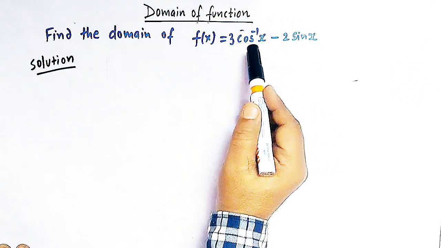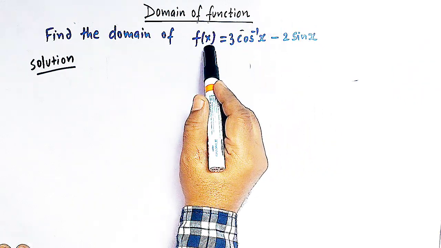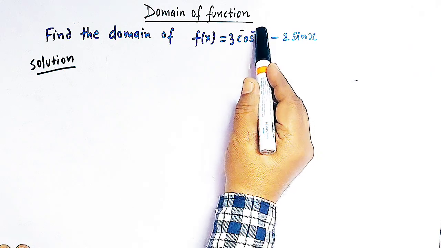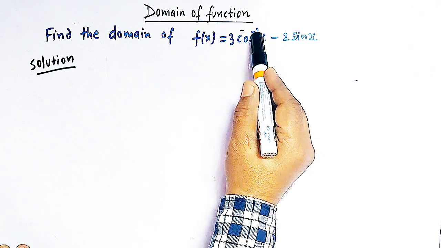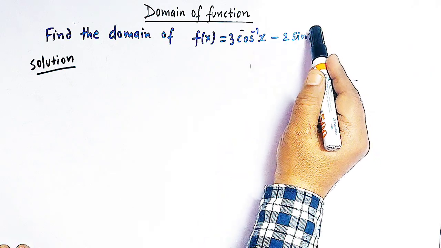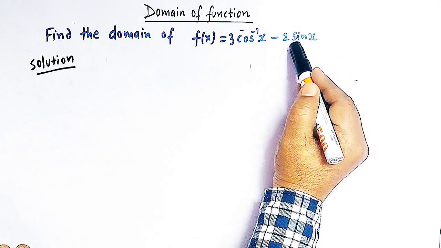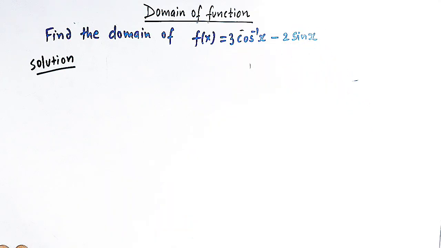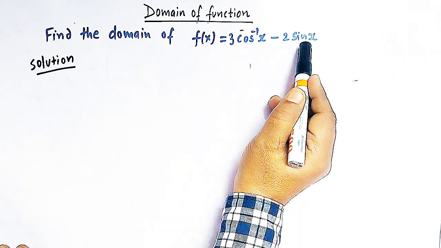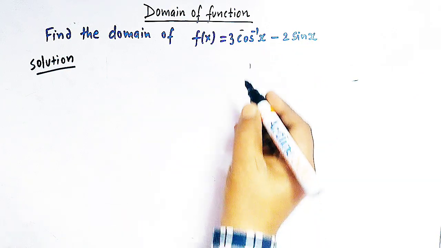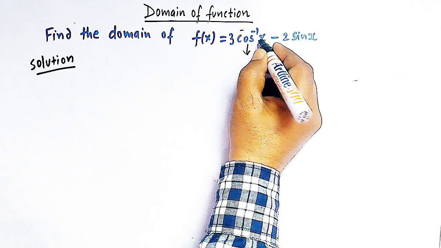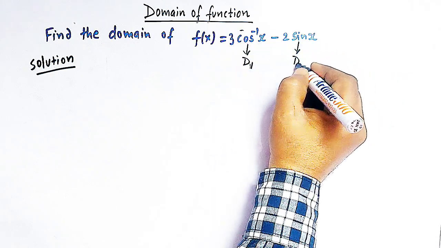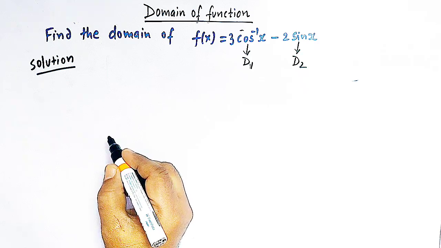So here we see that f of x is a combination of two functions. Here we have the inverse trigonometric function, that is cos inverse x, and here we have the trigonometric function, that is sine x, right? So in order to get the domain of this function, let us assume that the domain of this function is d1 and the domain of this function is d2, right?